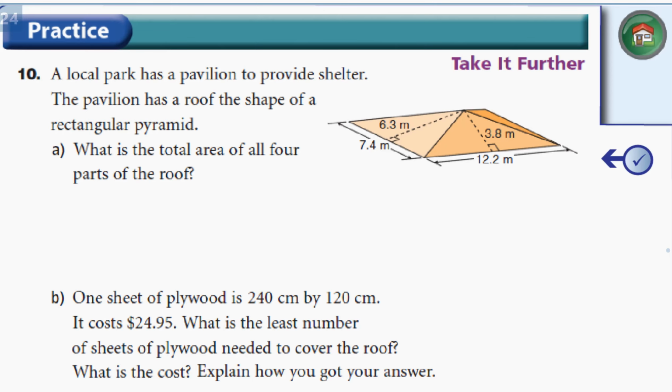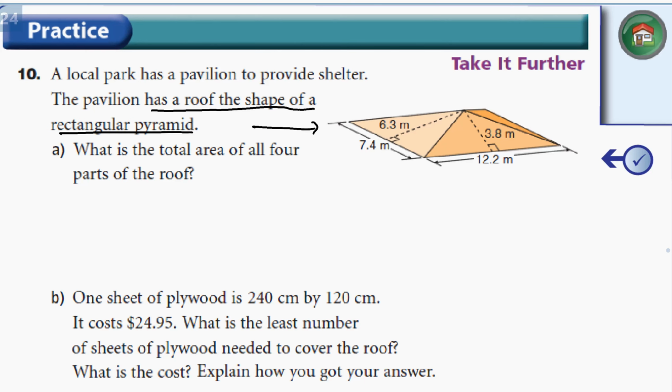Question number 10. A local park pavilion has to provide shelter. The pavilion has a roof shape of a rectangular pyramid, so I know I've got 4 pieces over here. What's the total area of all 4 parts of the roof? Well, let's break this down into the different triangle pieces that we have.